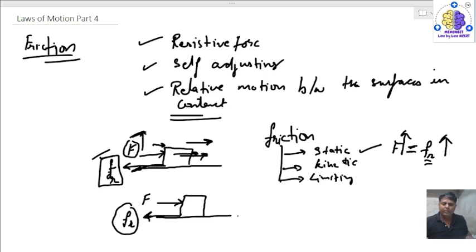Now, if I go on increasing the value of F, then at a certain value of F, what happens? It will start moving.